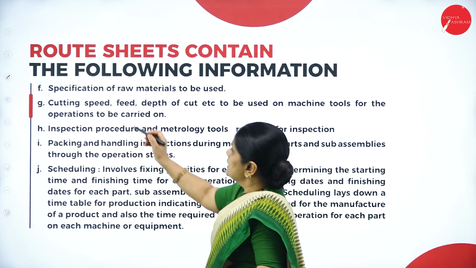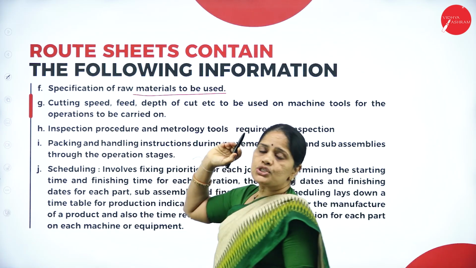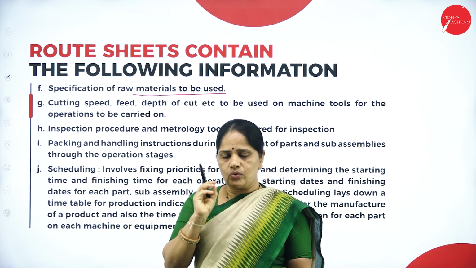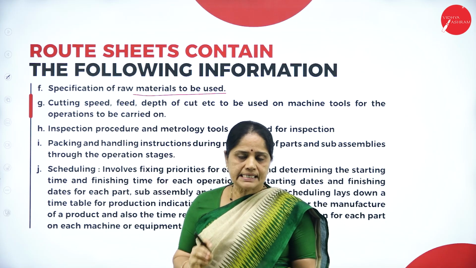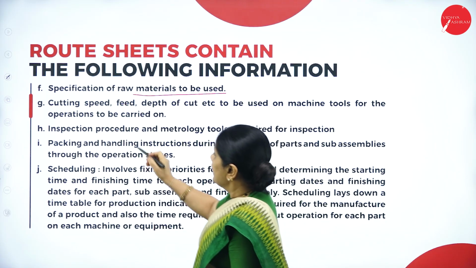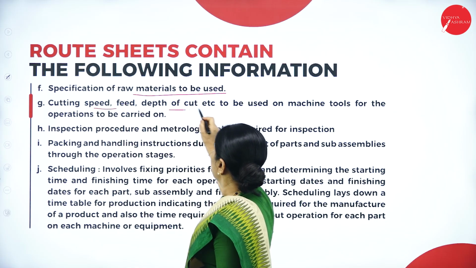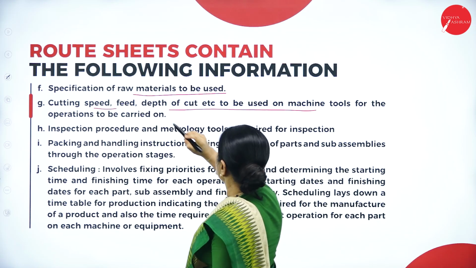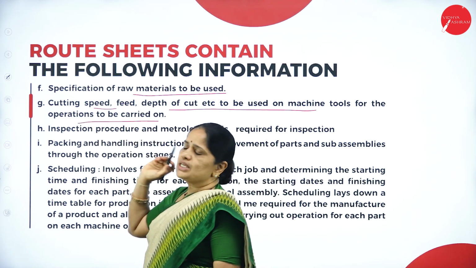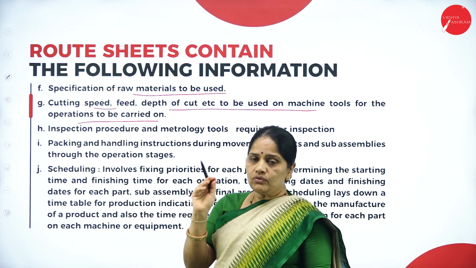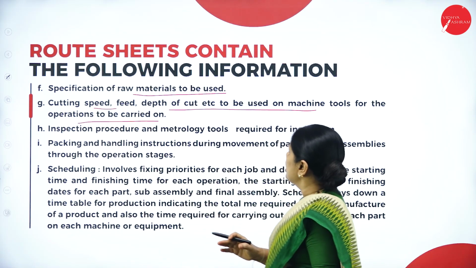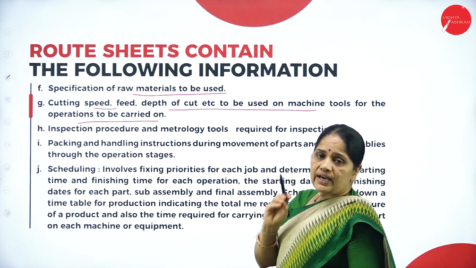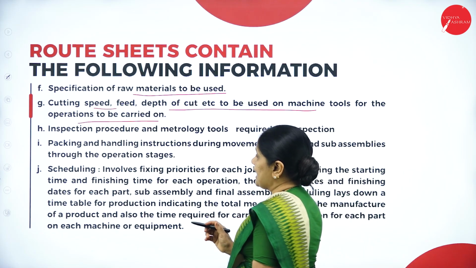The next is the specification of raw materials to be used. Now what is the quantity or the quality of raw materials to be used? That has to be exactly specified in the route sheet. Cutting speed, feed, depth of cut, etc. to be used on machine tools for operations to be carried on. So what is the speed at which you will be cutting the sheet and what is the depth of the cut to be used? So everything has to be neatly clarified.